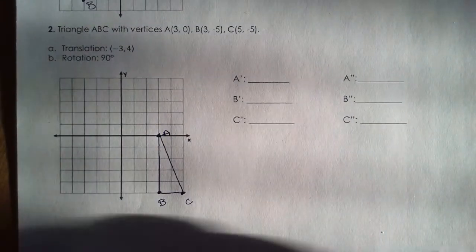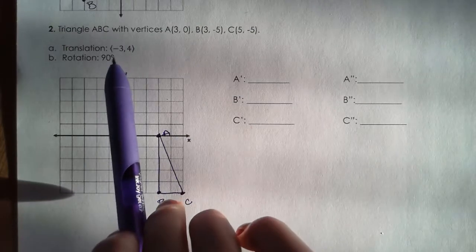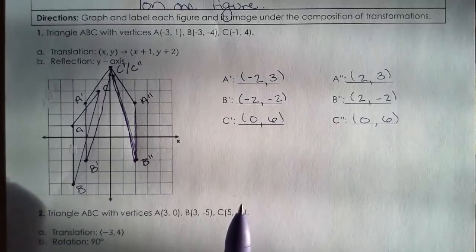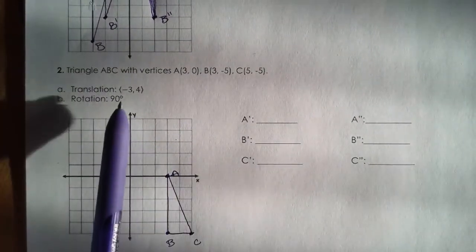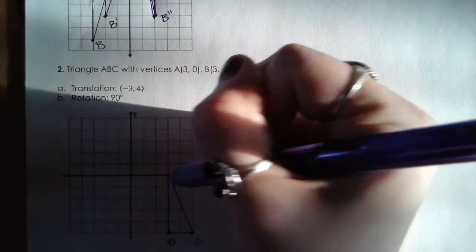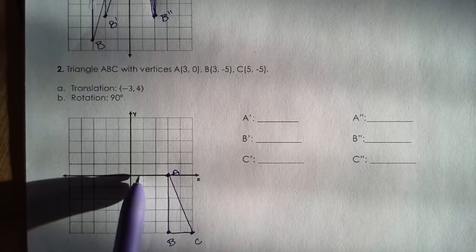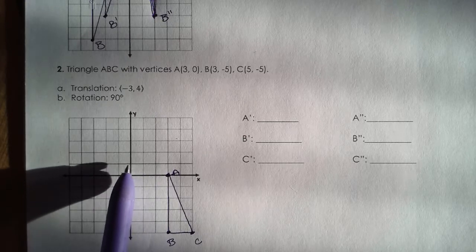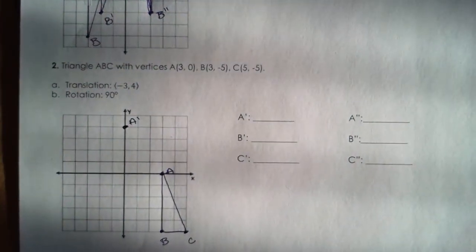Okay, now hopefully you remember what vector notation is. This is really similar to the notation we have up here. And now we're just going to go to the left 3 and up 4. So I'm starting with A, and I'm going to the left 3. So 1, 2, 3, and up 4. 2, 3, 4. And my A prime lands there.